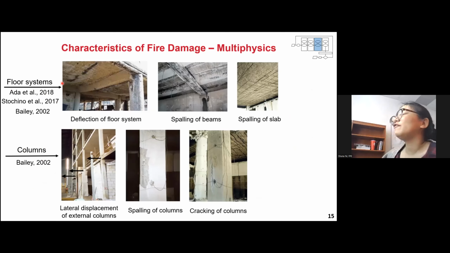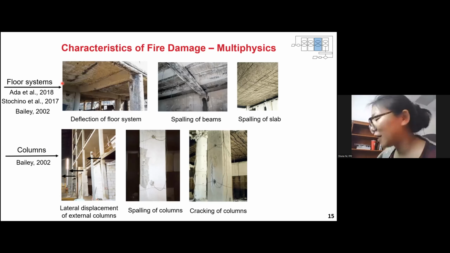So for the fire damage, another difficult part is, as I have mentioned, it's multiple physical problems. So basically, the structure component will have deformation, for example, the deflection of the floor system, and also will have spalling due to the heat transfer. And this is a test which I did many years ago, a whole building full-scale fire test.